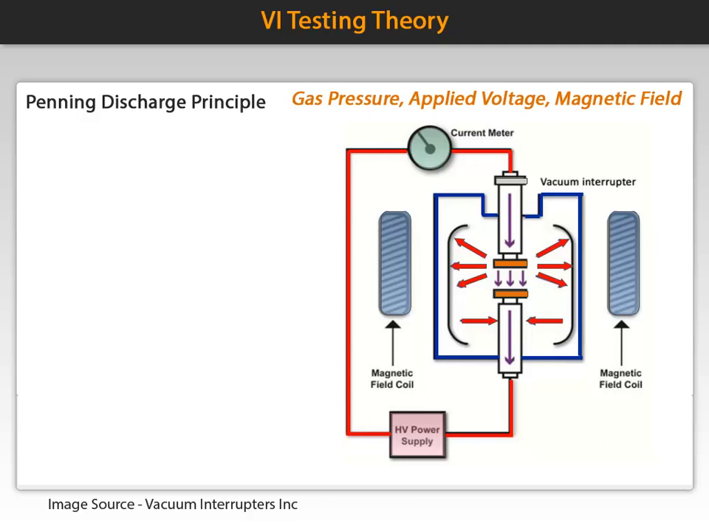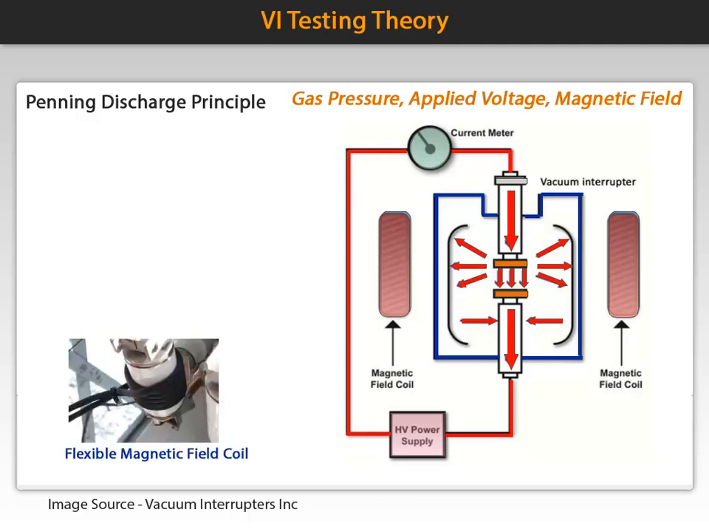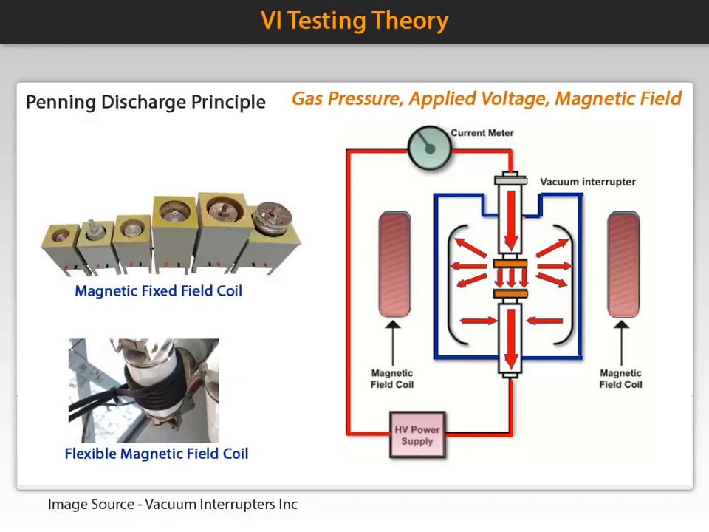Charged particles or ions can be generated from high voltage supplied across an open vacuum interrupter. When a strong magnetic field is applied to the vacuum interrupter, these ions will move, which produces a current across the open contacts. The magnetic field can be a flexible magnetic field coil used without removing the breaker element seen here, or a magnetic coil fixture when the vacuum interrupter can be removed from the breaker as shown here. Various sizes are available depending on the vacuum interrupter.